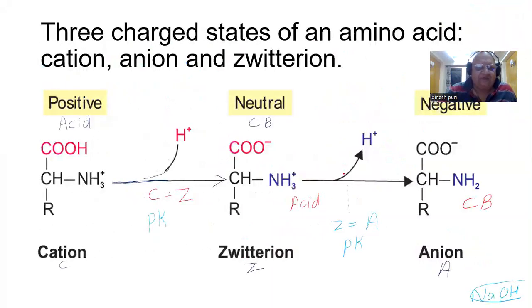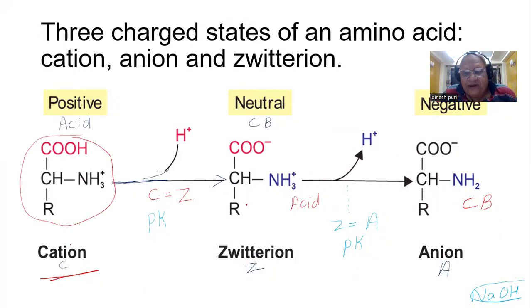So I return to the slide which I had shown in the last lecture with some difference. An amino acid can exist in three charged states: the cation, the positive form; the Zwitter ion, abbreviated as Z, neutral; and the negative form, the anionic form. Now, at a relatively lower pH, the amino acid would exist in the cationic state, and this is the form.